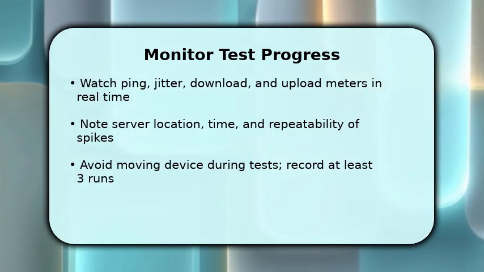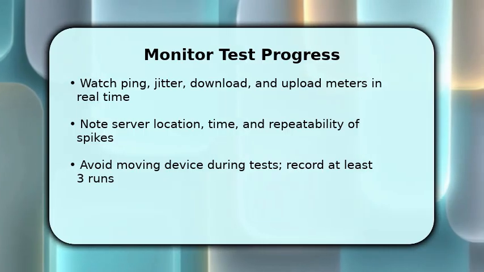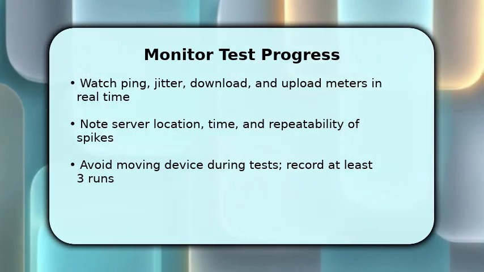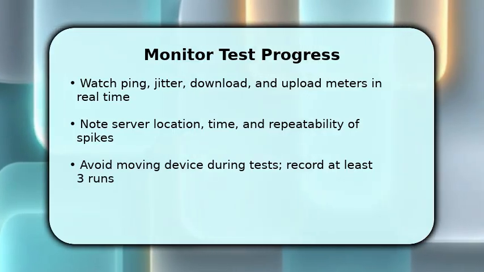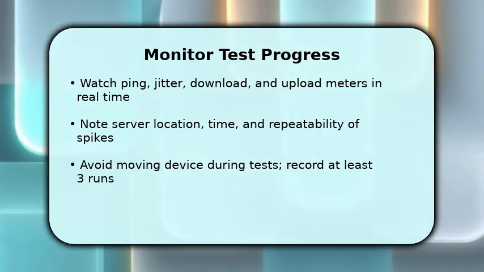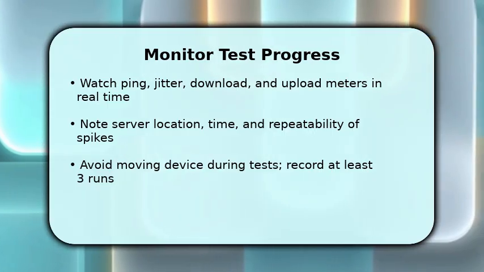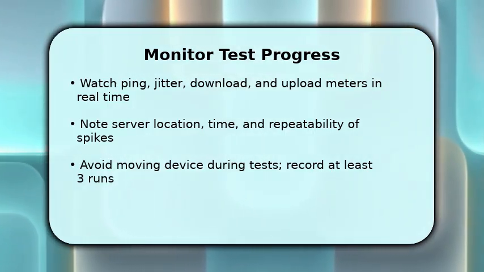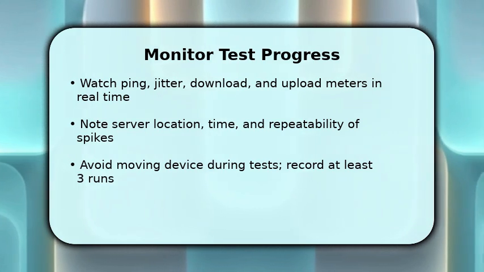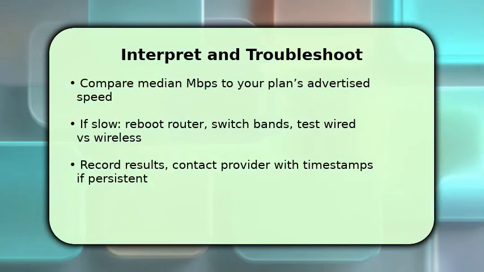While the test runs, avoid switching networks or moving the device. Physical movement can change signal strength. Once a run completes, repeat the test 2 more times at slightly different times of day for consistency. Make sure to note server location and any background activity that might skew results so you understand what the numbers mean. You finish by interpreting the numbers.